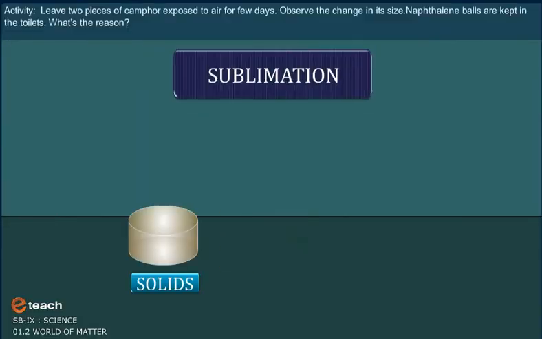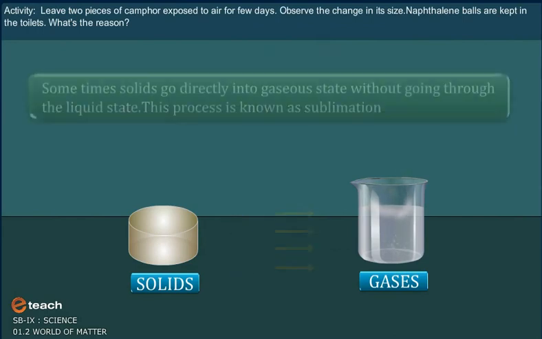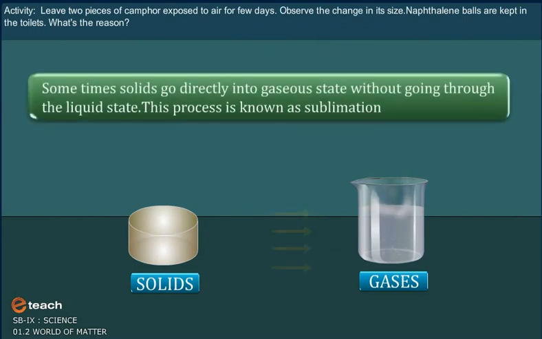Sublimation. Activity. Leave 2 pieces of camphor exposed to air for few days. Observe the change in its size. Naphthalene balls are kept in the toilets. What's the reason?